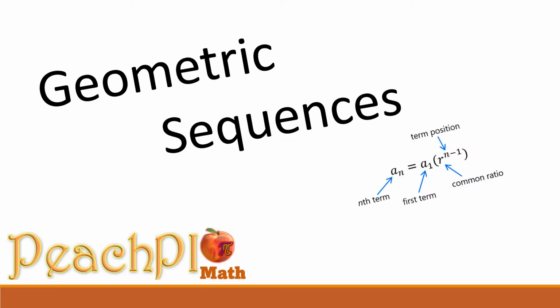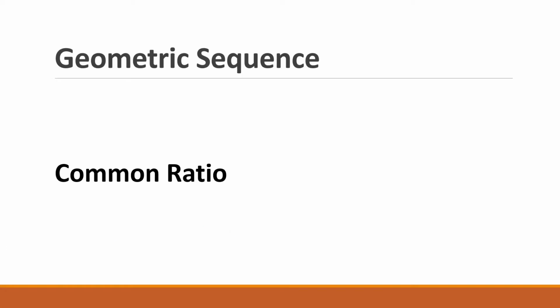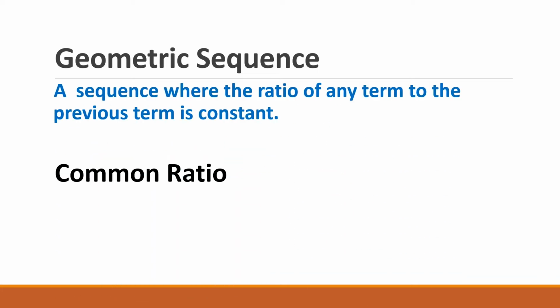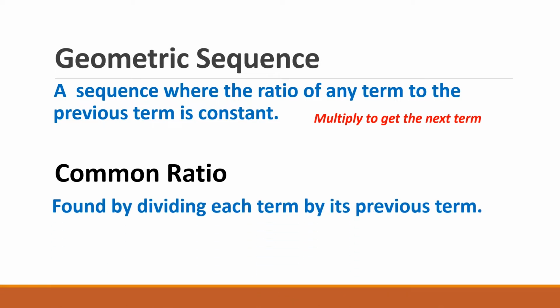In this lesson, we're looking at geometric sequences, so let's go ahead and get started. So what is a geometric sequence? Well, a geometric sequence is a sequence where the ratio of any term to the previous term is constant. And so to get the next term, you simply multiply that previous term by the common ratio. What is the common ratio? Well, that is found by dividing each term by its previous term.